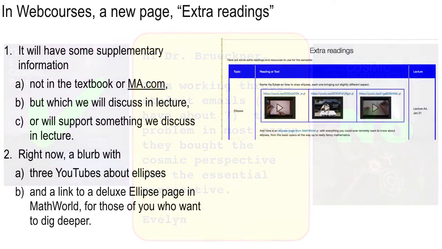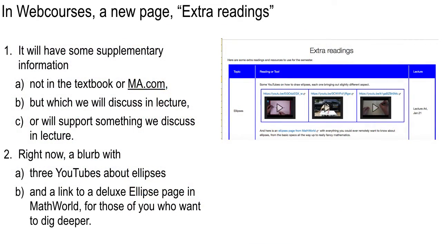Okay, let's keep going. I set up a new page in web courses I want to go over with you. This page is called Extra Readings. It'll have a variety of supplementary information, like maybe a little biographical info about Kepler or Galileo or somebody important like that. It's for stuff that's not in the textbook or MasteringAstronomy.com.